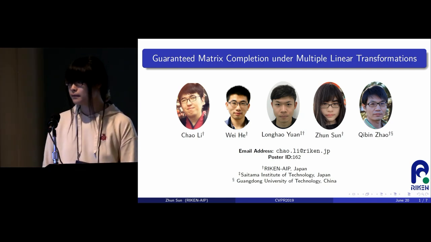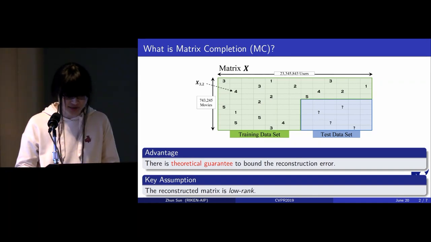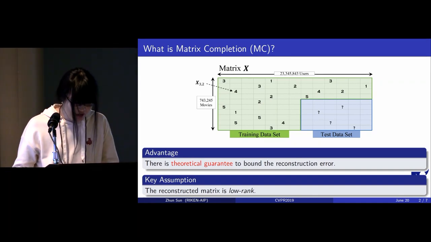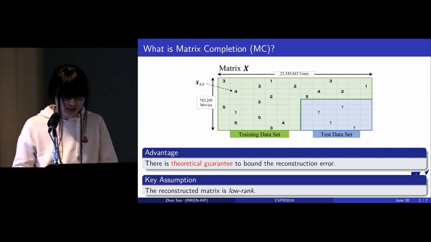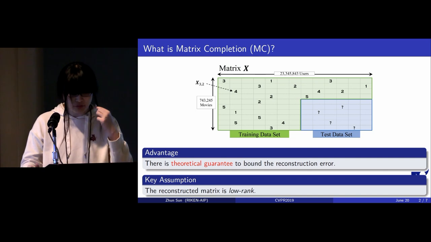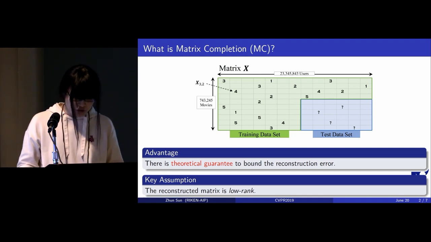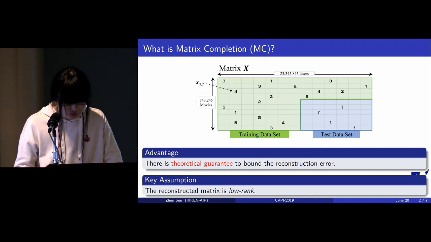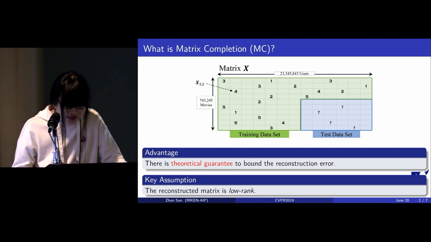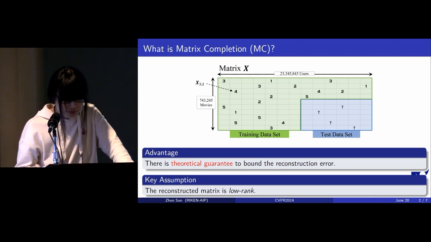So, hello. I would like to start with a very basic concept of matrix completion. Matrix completion is the task of filling the missing entries of a partially observed matrix. One commonly known example is the movie rating matrix, in which an entry represents the rating of the movie by a user if he has watched it, and is otherwise missing. And the goal is simply to predict the remaining entries.